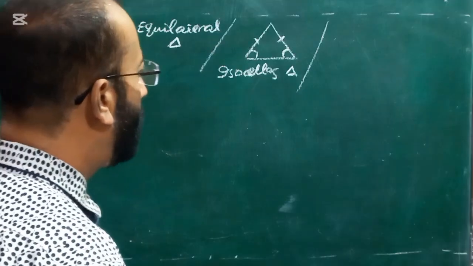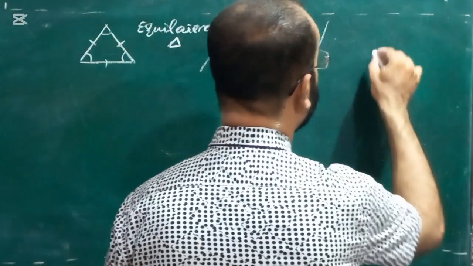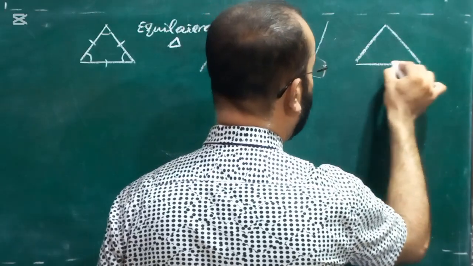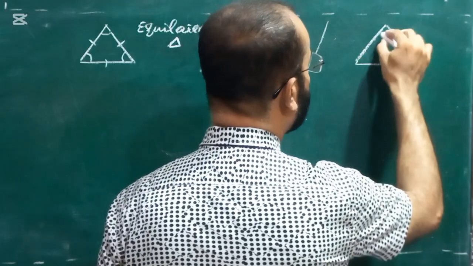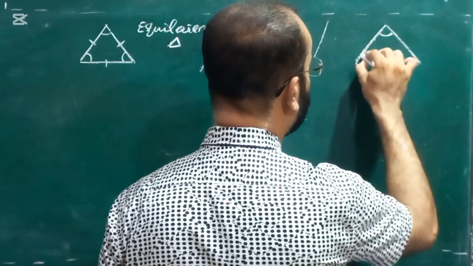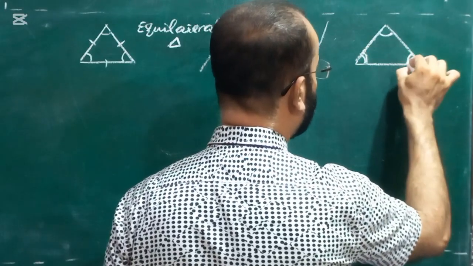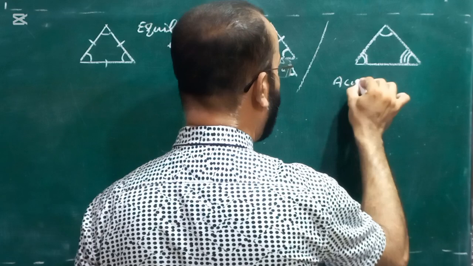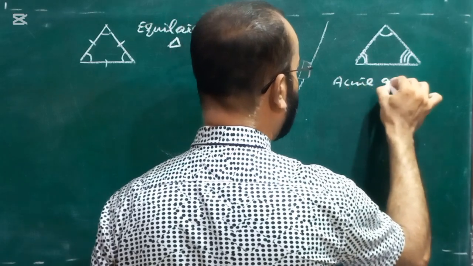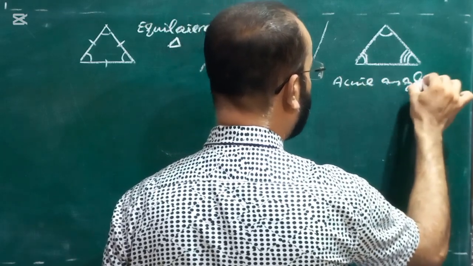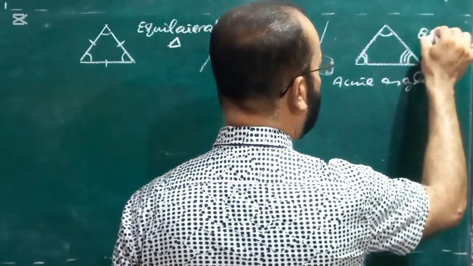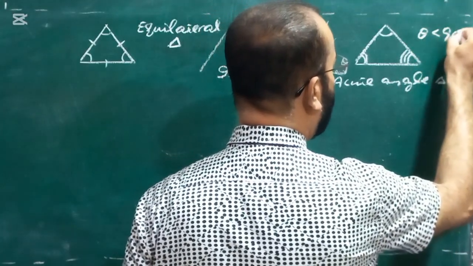Okay. Third type is a triangle in which all angles are acute. This is called an acute angle triangle. And an acute angle is an angle which is lesser than 90 degrees.